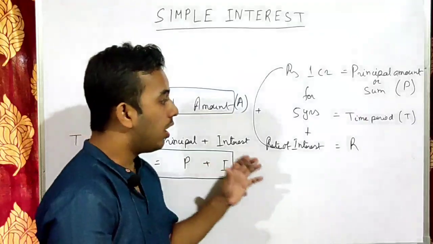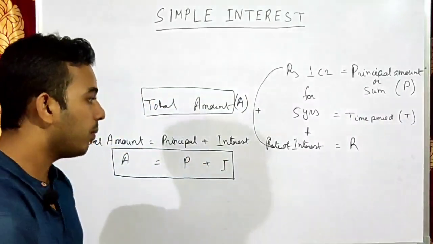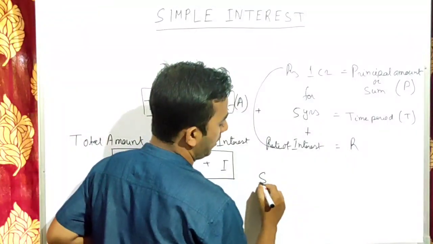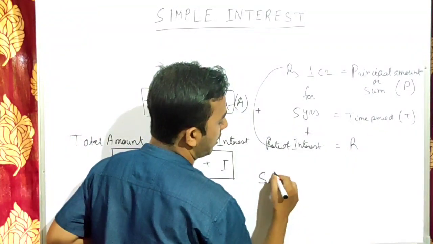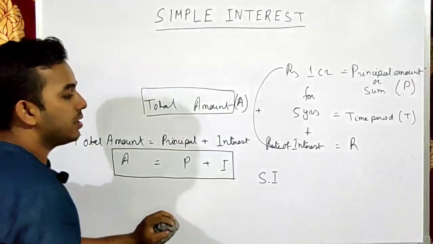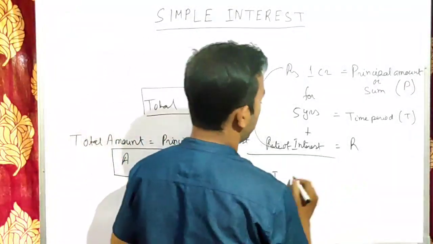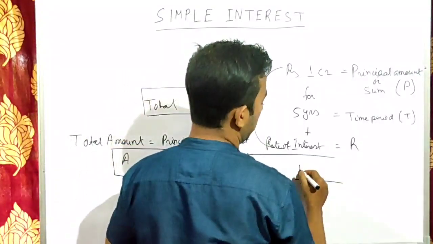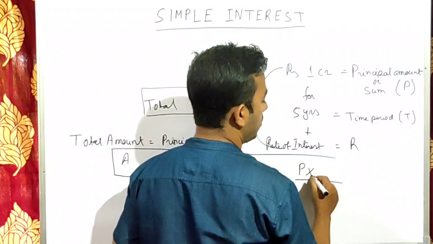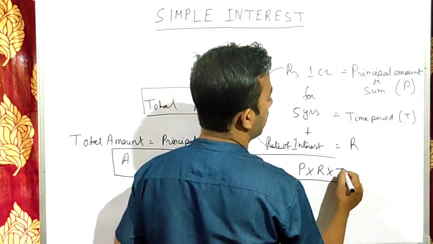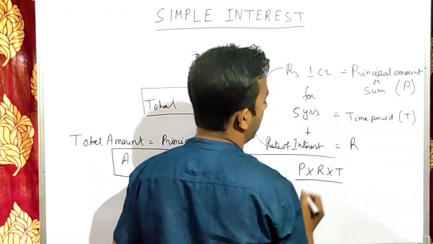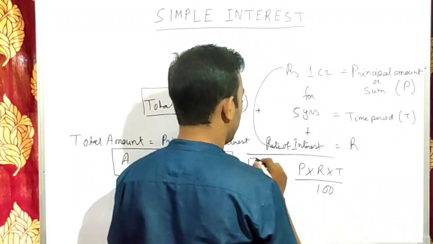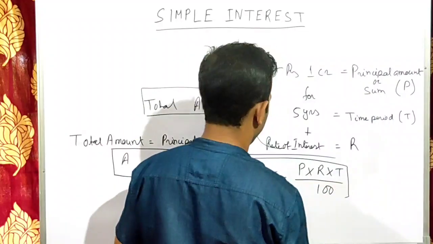So how to find simple interest now? We have one relation for simple interest. Simple interest is represented by SI. We can find simple interest by P into R into T upon 100. You have to know this relation also for solving the exercise.